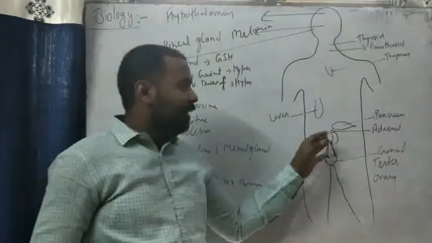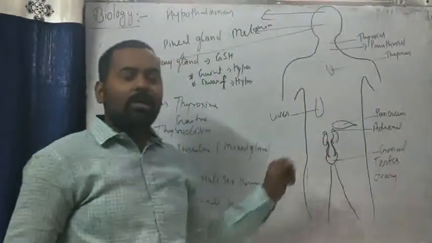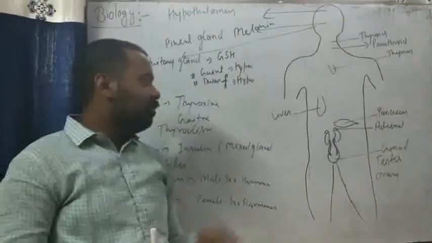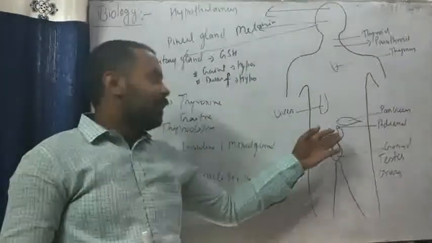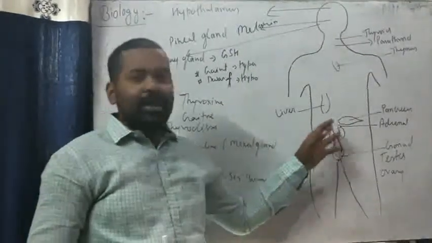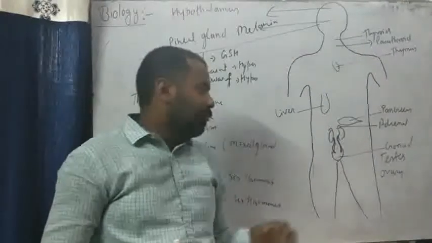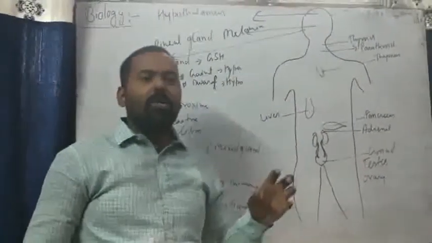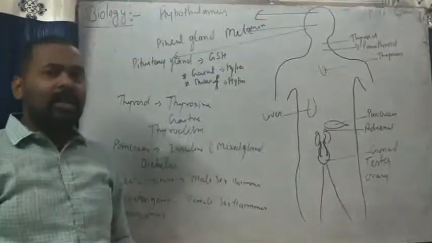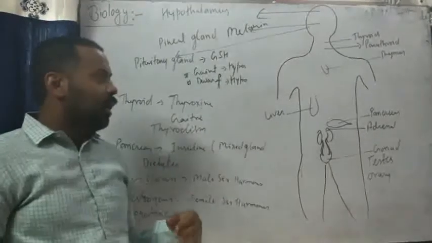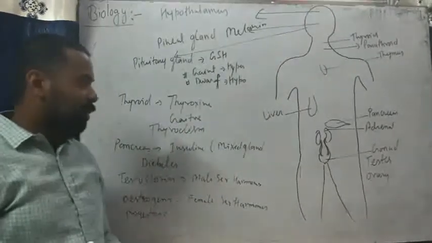Next is the adrenal gland, which is also known as the emergency gland, which secretes adrenaline hormone, which controls our body during a stressful or fear condition, and also maintains our body temperature.